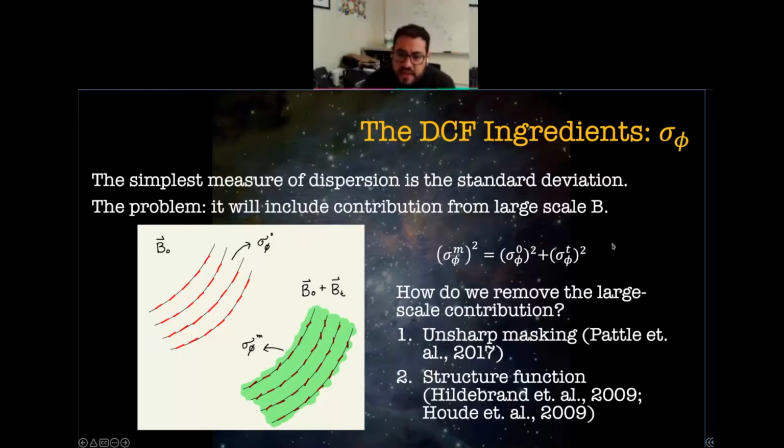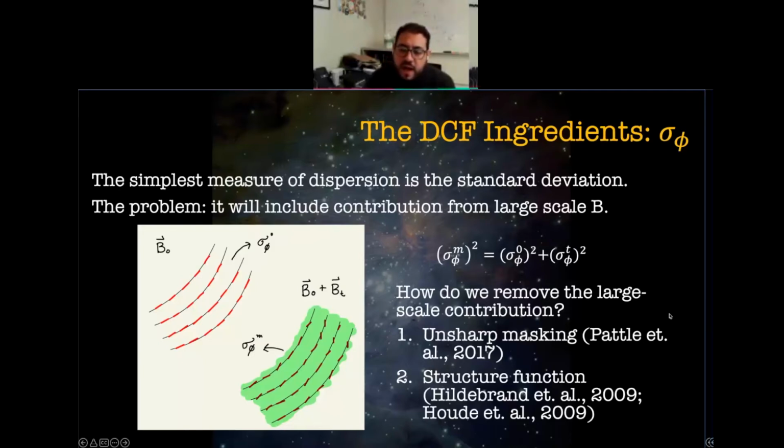So a way to see it will be this equation that I have here. Your measured angular dispersion, or dispersion of your polarization angles in this case, will have a contribution that comes from the large scale magnetic field, and a contribution from the turbulent part. And as I mentioned before, what you would really want is the second term. You don't want to take into account the first term for the DCF approximation. So the problem reduces to, okay, how do you remove the large scale contribution in this case?